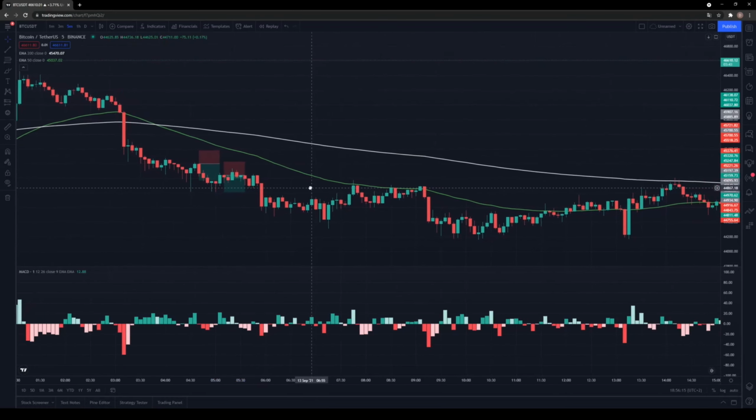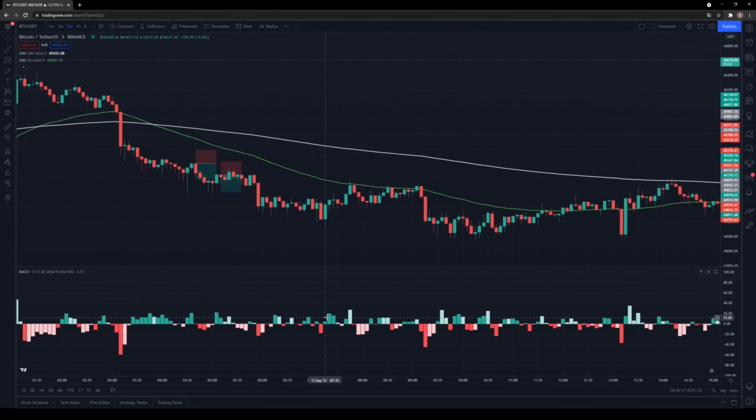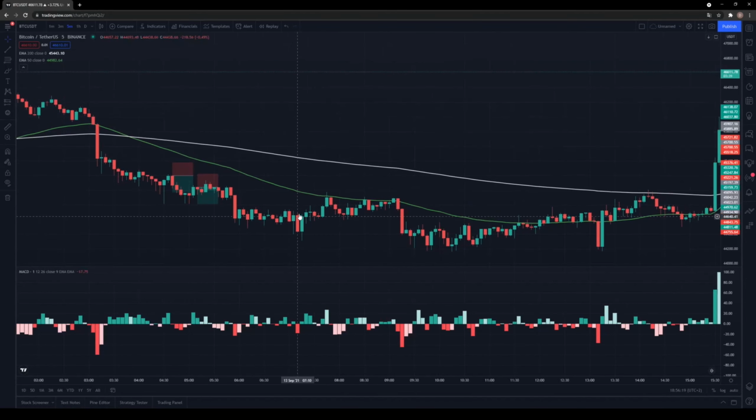Second win. Let's look for a third one. There's one here. Well, I can see that this one is not going to hit. Where was it? It was here. We take the next one.